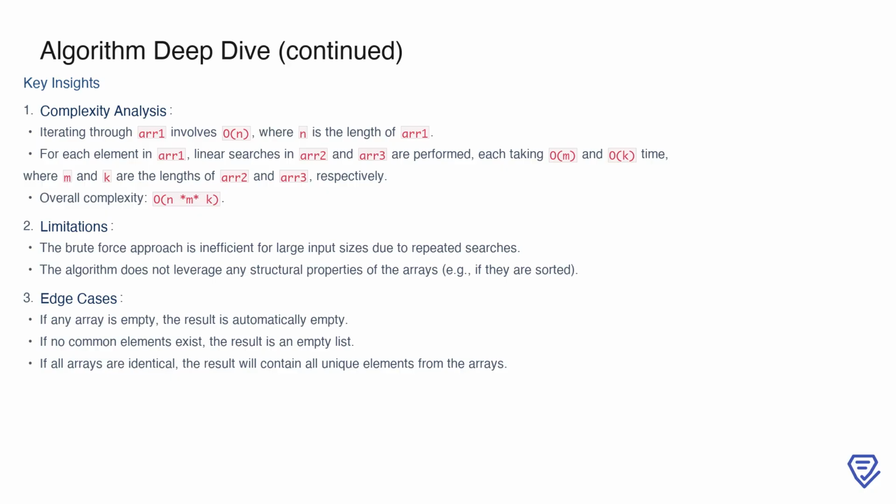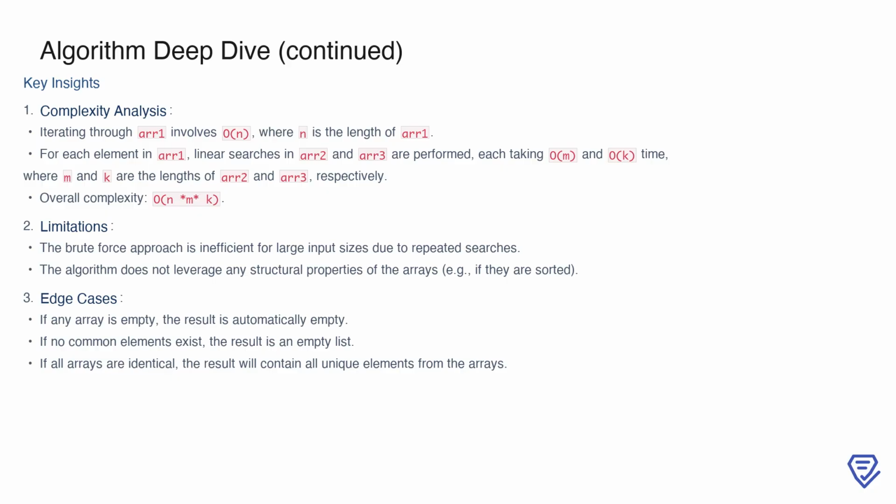for large arrays. Iterating through ARR1 takes n time, where n is the length of ARR1. For each element in ARR1, we perform linear searches in ARR2 and ARR3, which take m and k time, respectively, where m and k are the lengths of ARR2 and ARR3. As a result, the overall time complexity of this approach is n*m*k. This cubic growth makes the algorithm impractical for large arrays. Additionally, the algorithm does not take advantage of any structural properties of the arrays, such as whether they are sorted.